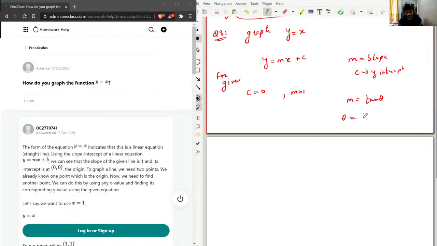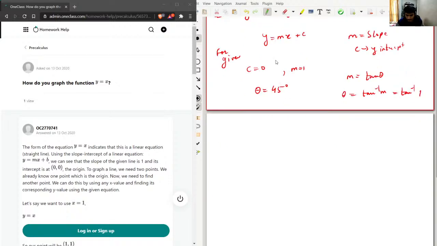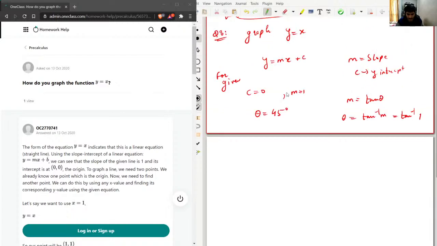So theta is nothing but tangent inverse of m, and tangent inverse of 1 is 45 degrees. So basically I have got the angle and I have got the intercept also. This straight line is passing through the origin and it has a slope of 45 degrees. Now this is one of the methods from which you can graph this equation.